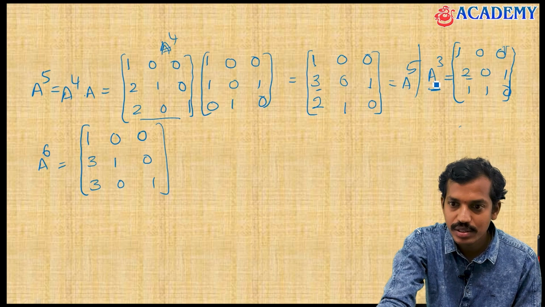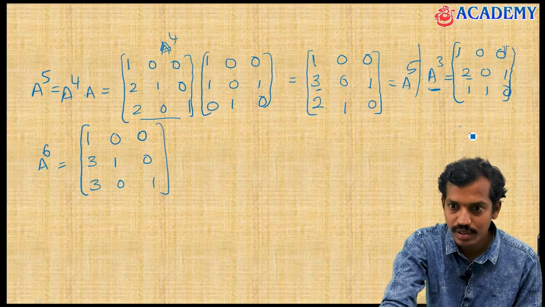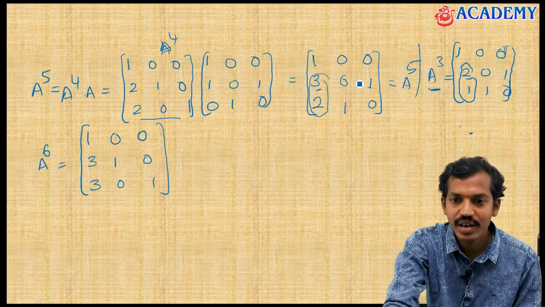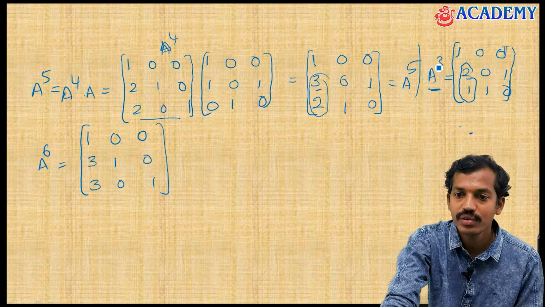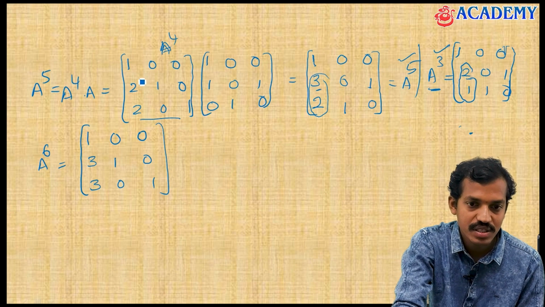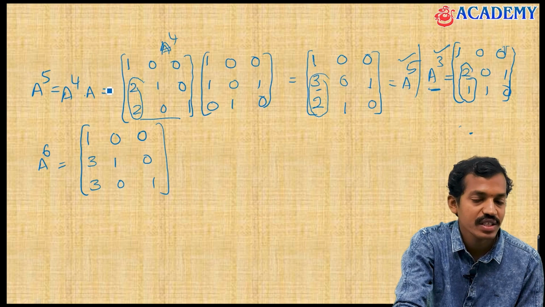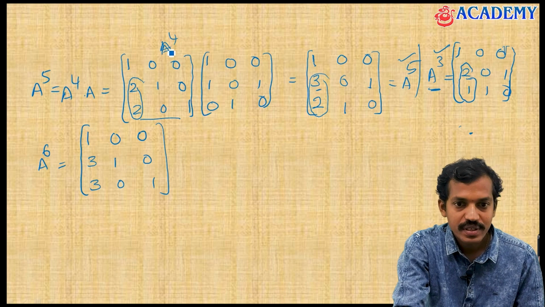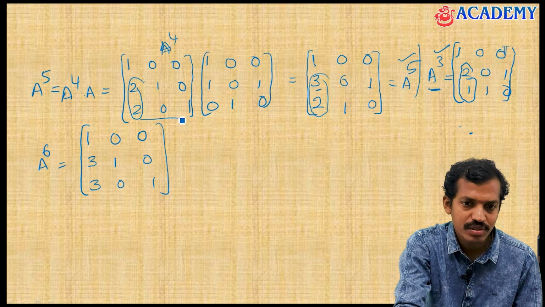The remaining elements, except these two elements, here also except these two elements, other values are not changing. This is odd power, this is odd power. Even power also same, this is A to the power of 4. You can check for A square also, you will get here 1 1, and here you will get 3 3, same as A to the power of 4. Remaining elements all are equal.